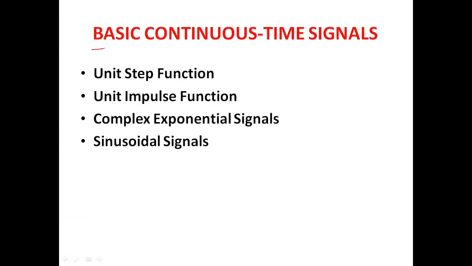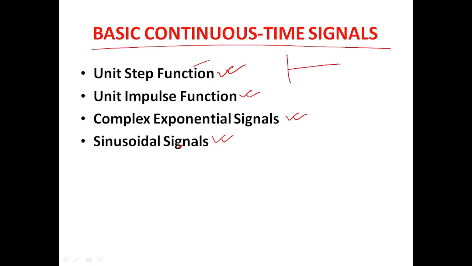So basic continuous time signals. These are some basic continuous time signals which are used in signal processing quite often. The first one is the unit step function. The second one is the unit impulse function. The third one is the complex exponential function and sinusoidal signals. The unit step function we have already discussed in our last class.